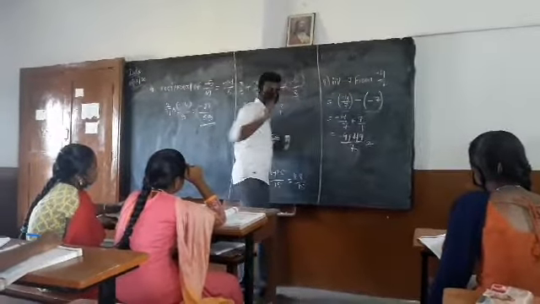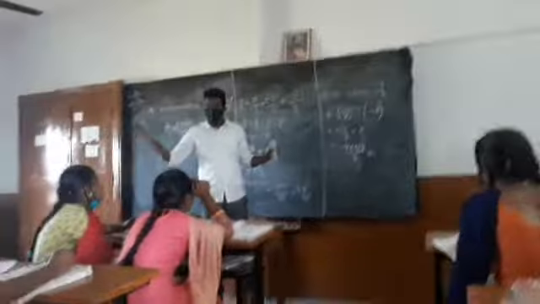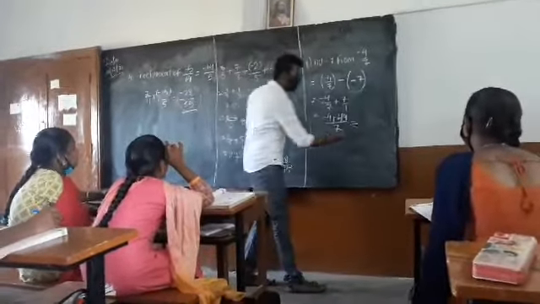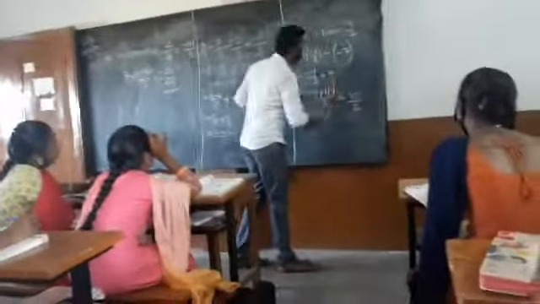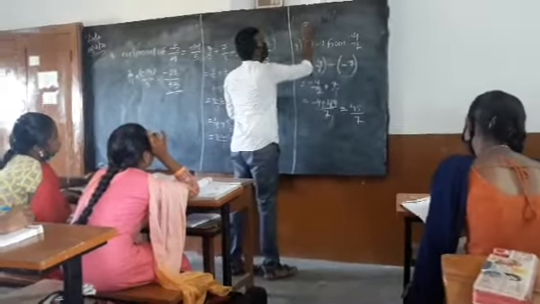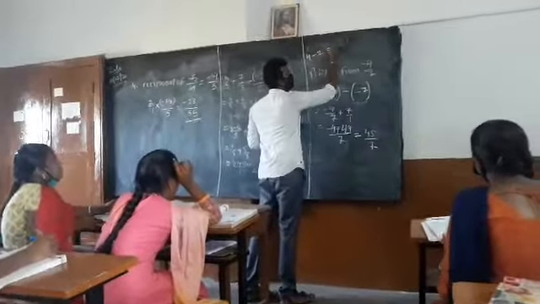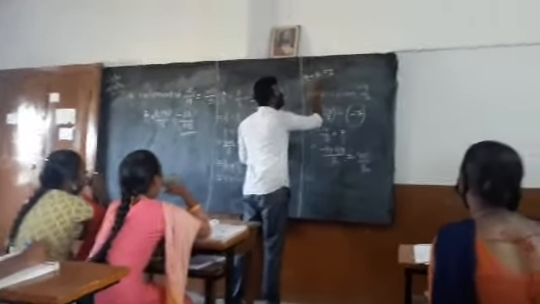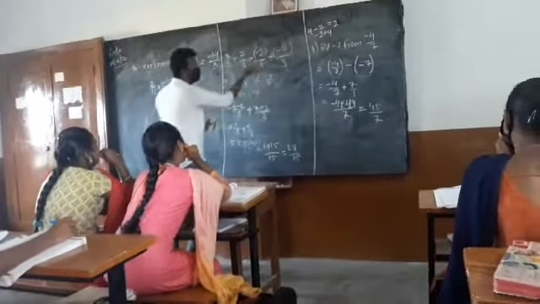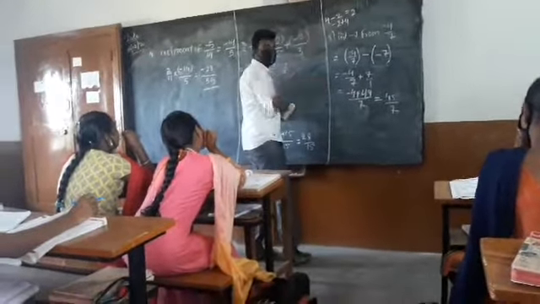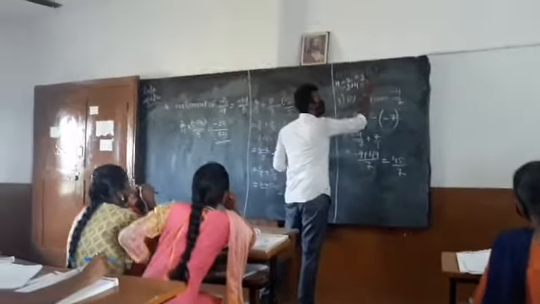49 minus 4. How much? Yes, it's obvious. Louder. 45. No, it's 45 only. Suppose 4 minus 2 is there, this is 2. Minus 2 plus 4, nothing, I just rearranged. Just like this problem, I just rearranged. Even then it is 2.